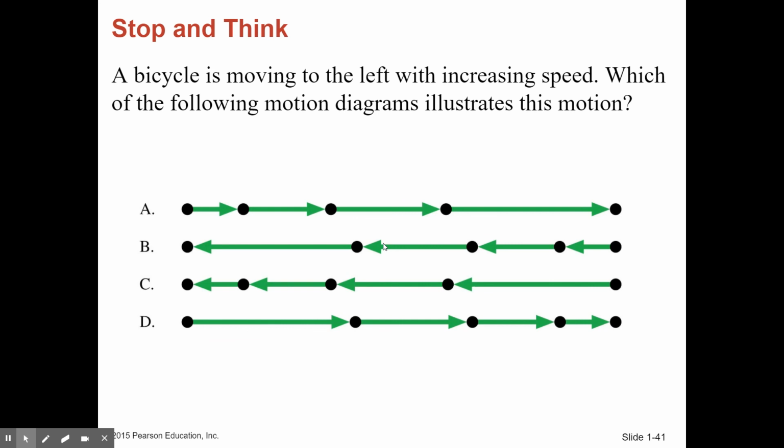So let's see, which one is it? The answer would be B. Very good, right? Because we're moving to the left, so the arrows are going that way, and we're going faster, so those arrows should increase.